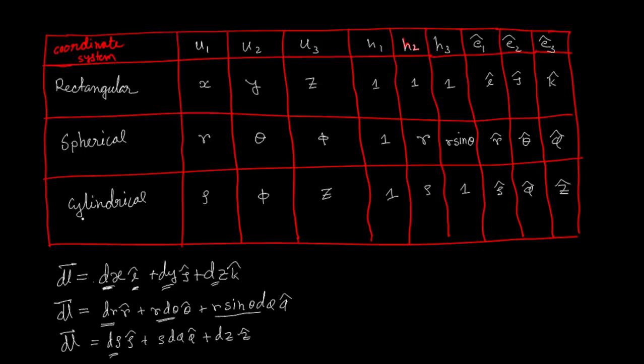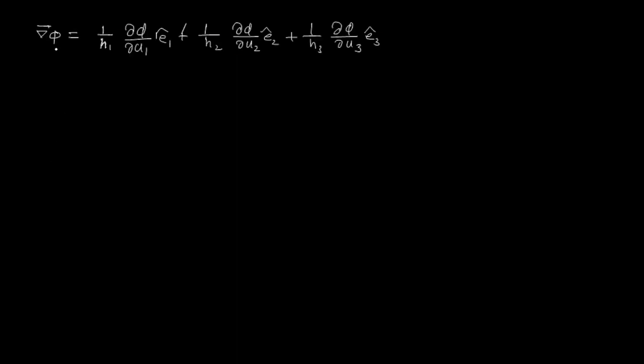In this case, from this table you can see here h1, h2, h3 are all 1, and e1 cap, e2 cap, e3 cap you have to replace by i cap, j cap, k cap. Okay, and if this phi is given in spherical polar coordinate system, if the scalar function is given in terms of spherical polar coordinates, let's say a function of r, theta, phi, later we will see if the potential associated with the dipole, if we want to calculate the potential associated with the dipole, usually we use a spherical polar coordinate system.